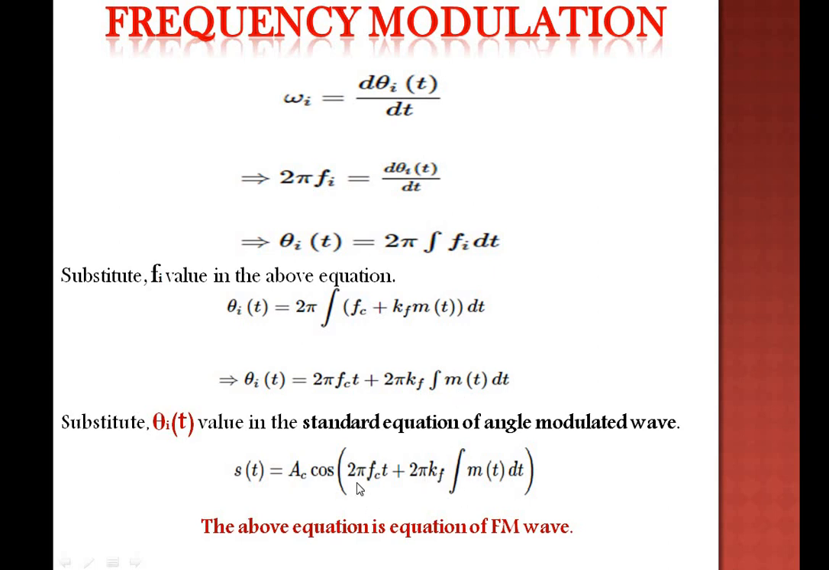Now that will be substituted in the equation of your standard angle modulation, that is S of t is equal to Ac cos of theta i of t. Theta i of t is the formula we have got: 2 pi fct plus 2 pi kf into the integration of m of t into dt. So this is the standard equation of FM.